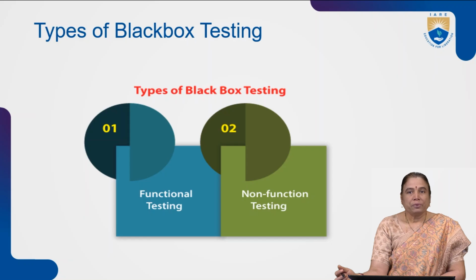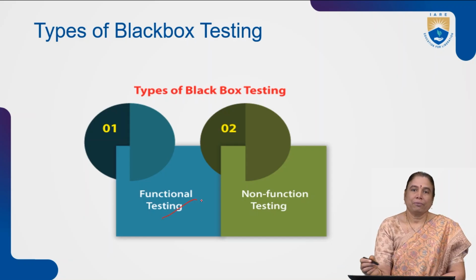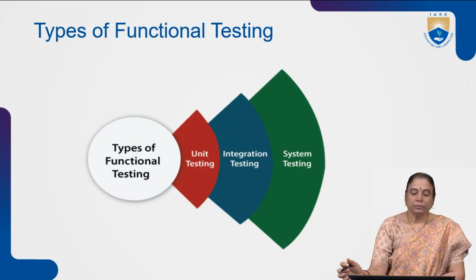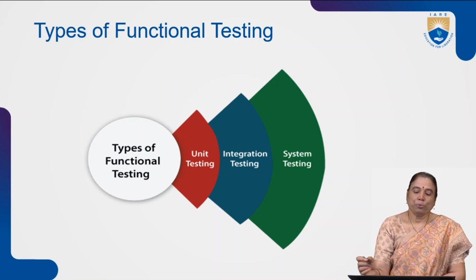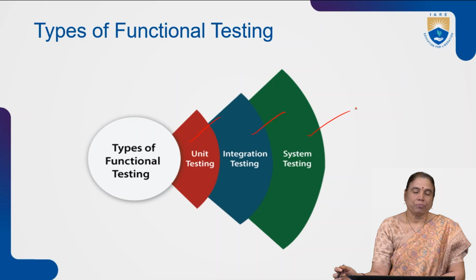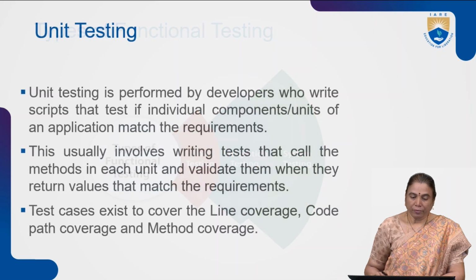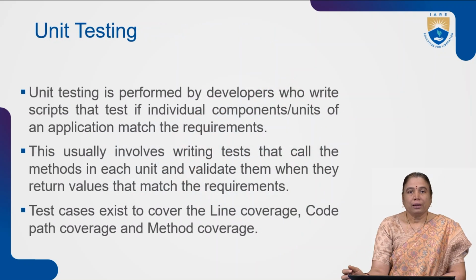There are two types of black box testing. One is functional testing, the second one is non-functional testing. Functional testing is again categorized into unit testing, integration testing, and system testing. Units are the small components of the project which we cannot divide any further.